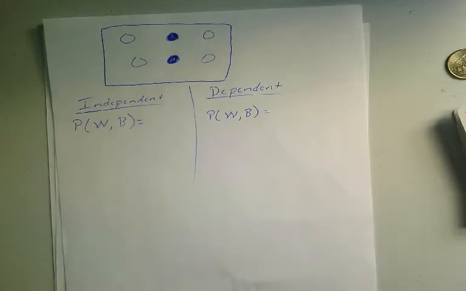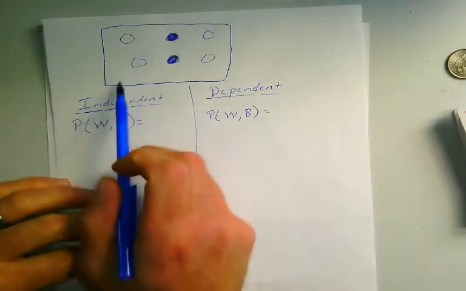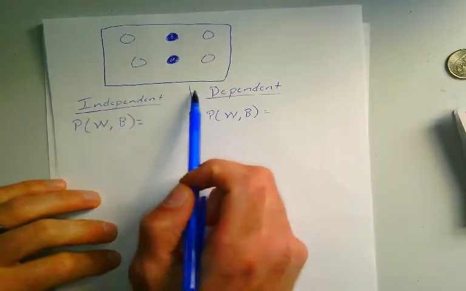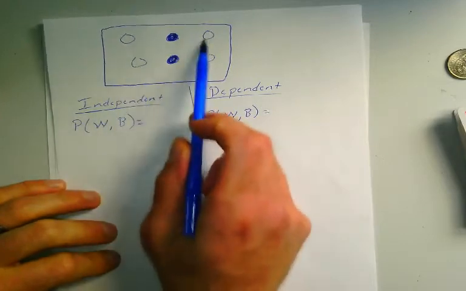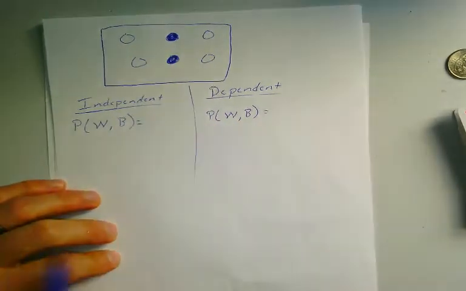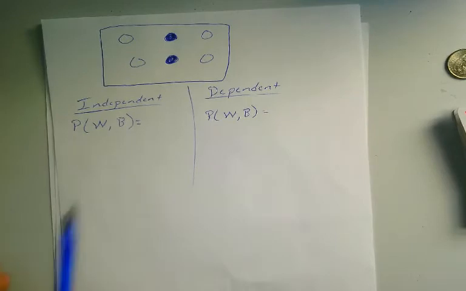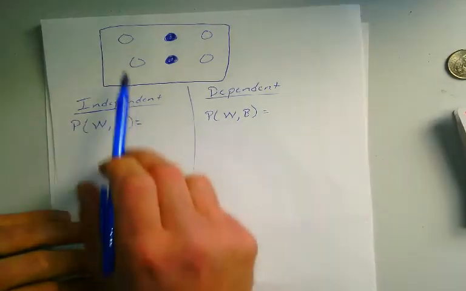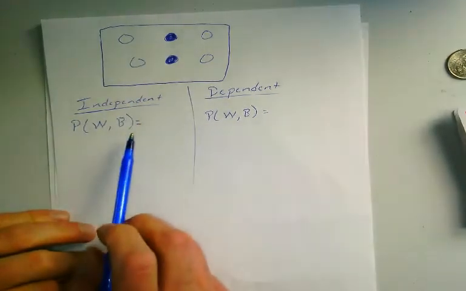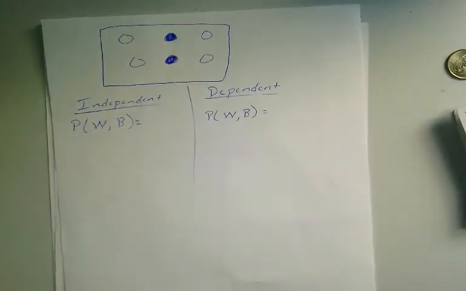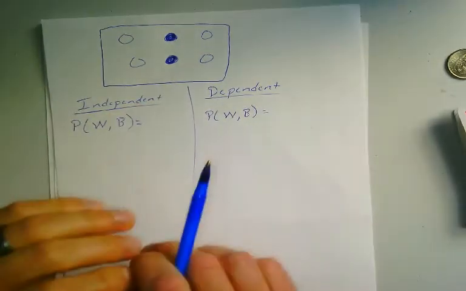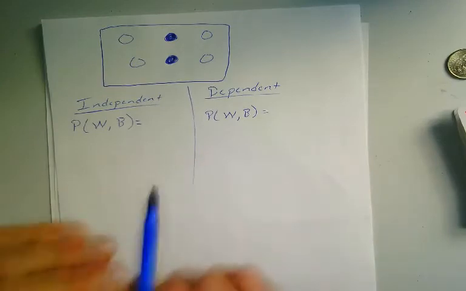So I don't have marbles, but I drew a picture. Let's say I have a bag and it has 6 marbles: 4 white marbles and 2 blue marbles. I want to know the probability of getting a white marble, followed by the probability of getting a blue marble. Let's start with the independent case. I draw one marble and then I put it back. I replace it, so with replacement.